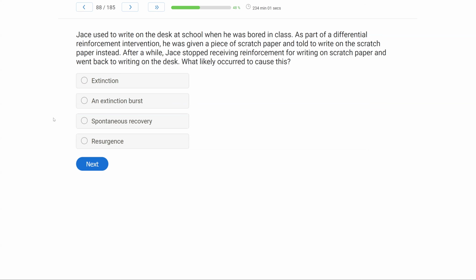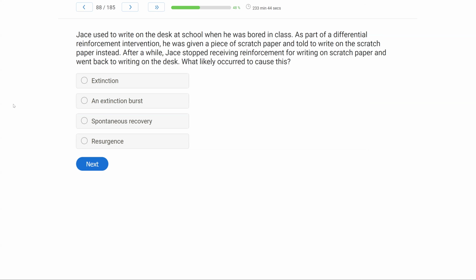Jace used to write on the desk at school when he was bored in class. As part of a differential reinforcement intervention, he was given a piece of scratch paper and told to write on the scratch paper instead. After a while, Jace stopped receiving reinforcement for writing on scratch paper and went back to writing on the desk. What likely occurred to cause this?